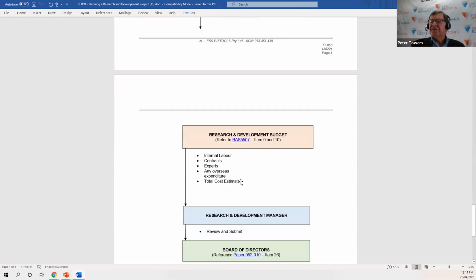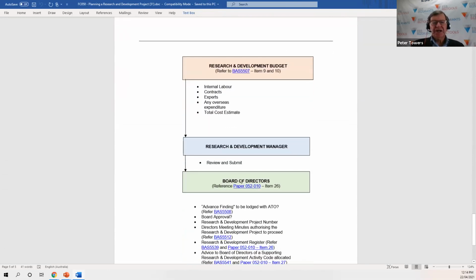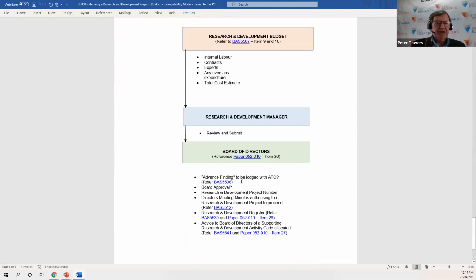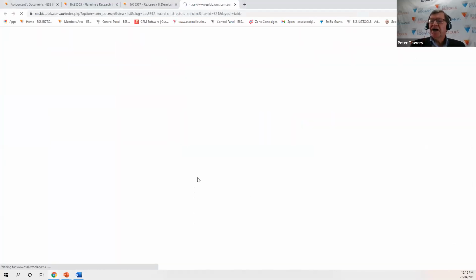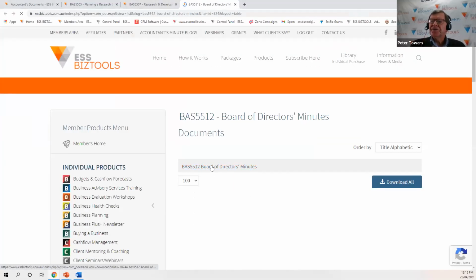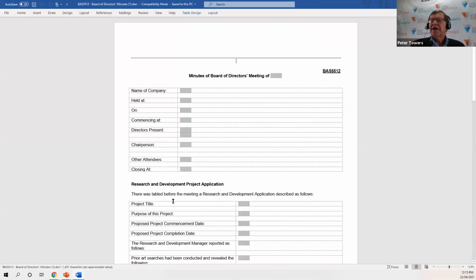There's also the research and development project, and the information goes to the board of directors who would consider, especially looking at the overseas finding application and the advanced finding, if there's a decision that they wish to apply for that within Australia. And we could then have a minute of a board of directors meeting approving. So all of this documentation is available for you to be able to show your client how this system works, and they can prepare all of this documentation.